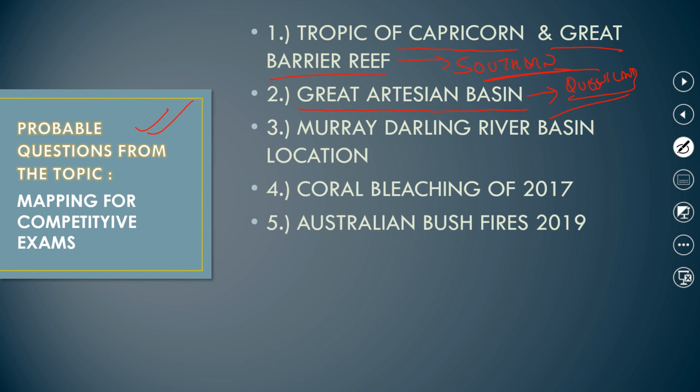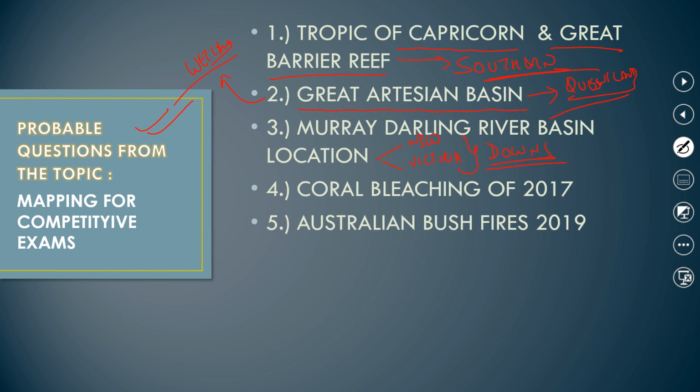The groundwater is under high pressure. It is akin to the wetland ecosystem. The third one, the Murray-Darling River Basin, is located in which states? It's New South Wales and Victoria. And it is this region which is known as the Downs of Australia, famous for wheat exports as well as the wool exports from the rearing of merino sheep.